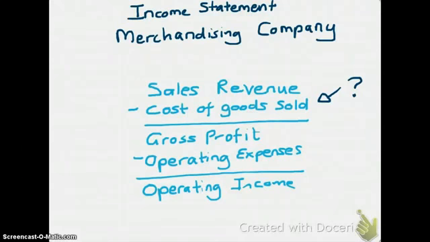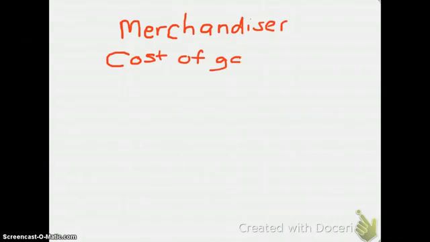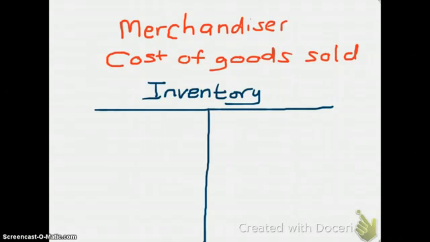In this section, we'll take a look at how cost of goods sold is calculated for a merchandising company and a manufacturing company. If you remember from Accounting 1, we get cost of goods sold from our inventory account.